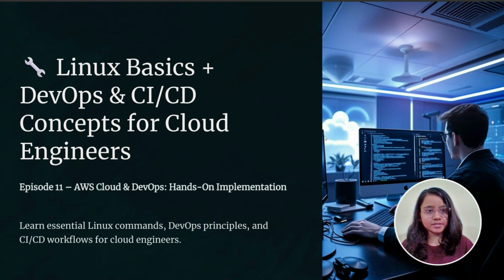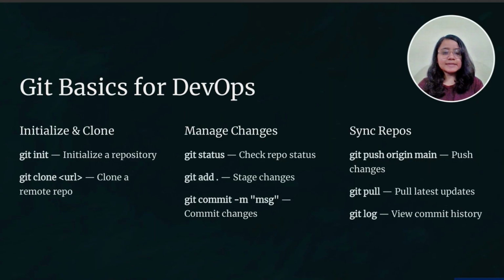So let's get started. Let's start with Git, the backbone of version control. Every DevOps or cloud project you work on will use Git in some form, especially through GitHub, GitLab or Bitbucket. Whether you are managing application code or infrastructure as code, like Terraform scripts or CloudFormation templates, Git is your best friend. So what exactly is Git?